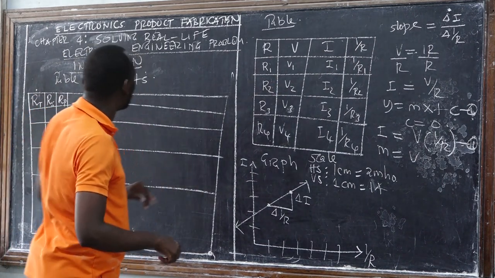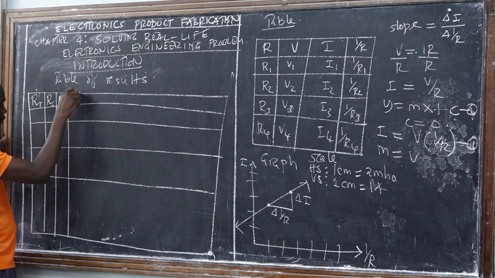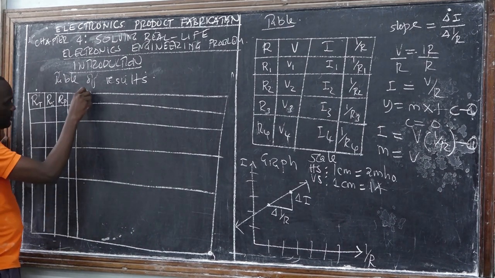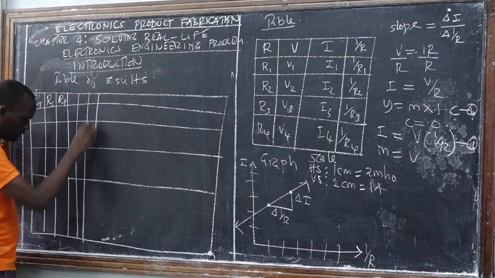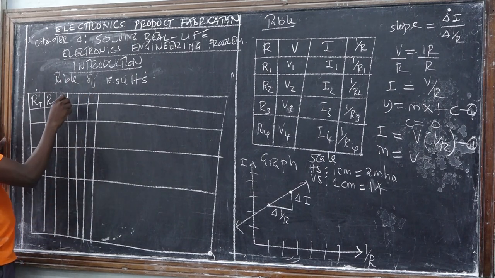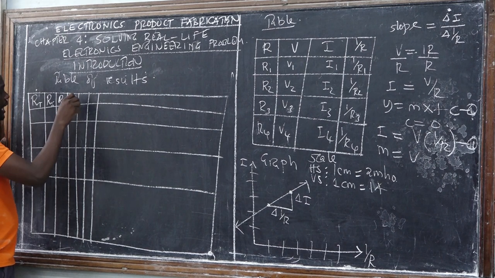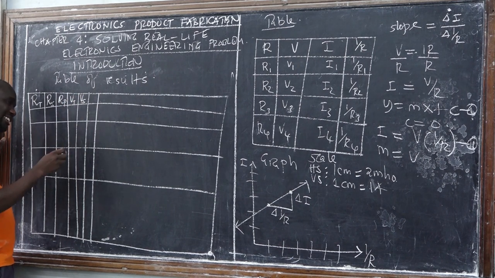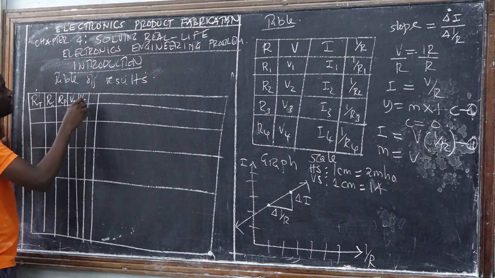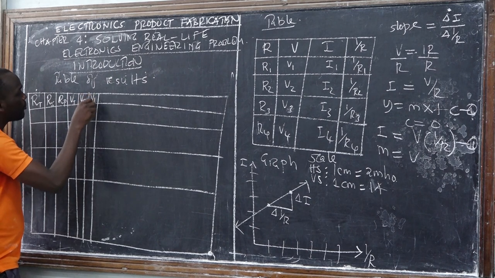So I have again another column. It's the same process for voltage. Same case for the voltage. So here we have V1. You're going to have theoretical voltage, and then you're going to have simulated voltage, and then you're going to have practical voltage.